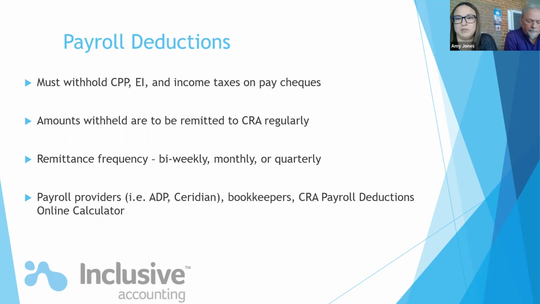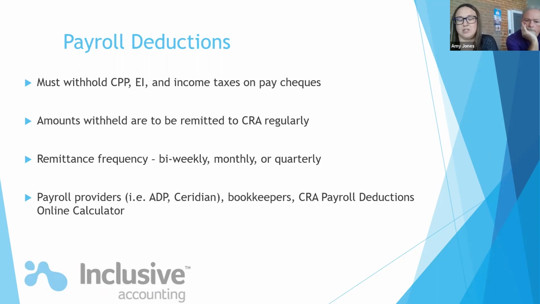The next is your payroll deductions. If you have any employees, you need to withhold CPP, EI, and income taxes on their paychecks. Amounts that you withhold need to be remitted to CRA regularly, and CRA will set a frequency for you. The most common is a monthly remitter for payroll source deductions, but they can set you as bi-weekly or quarterly as well, depending on how much you have to remit.